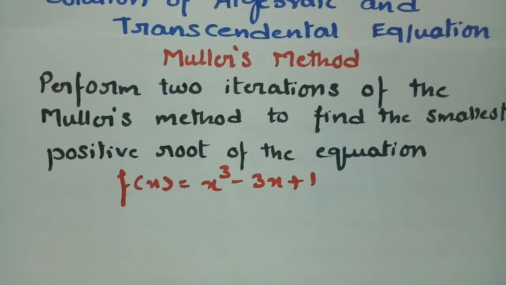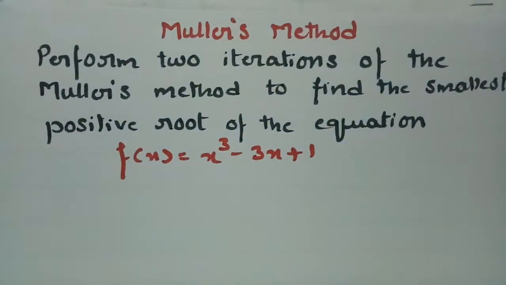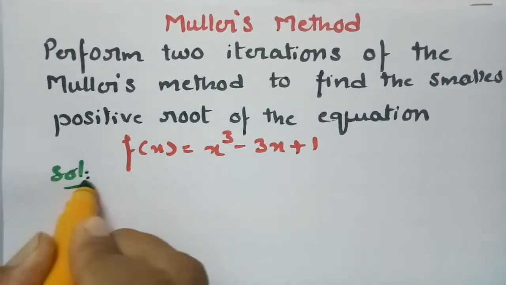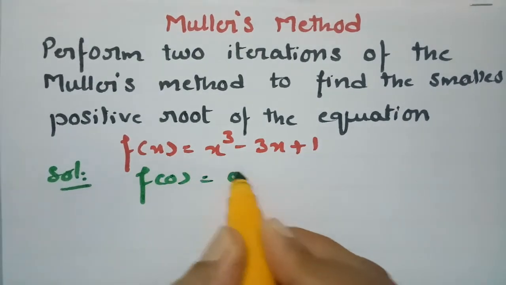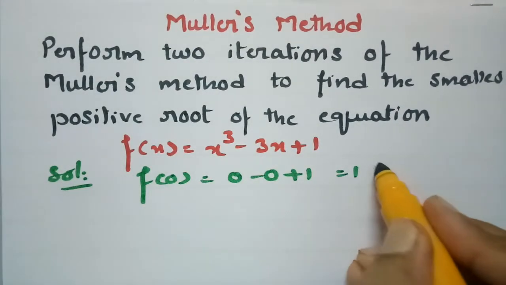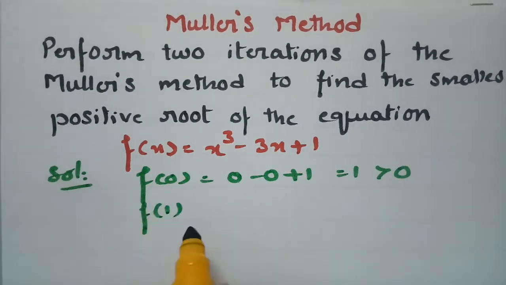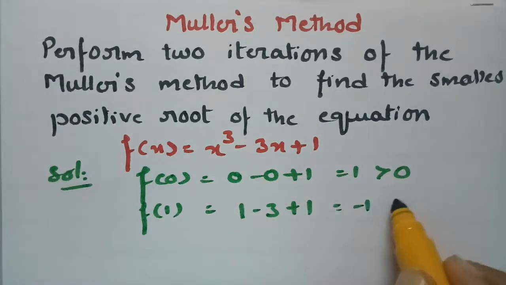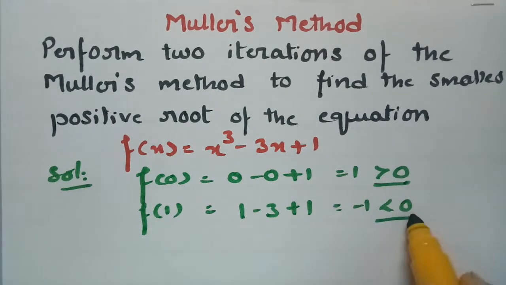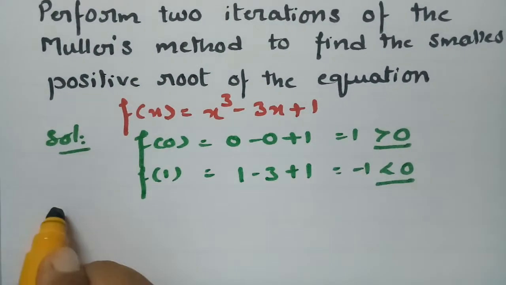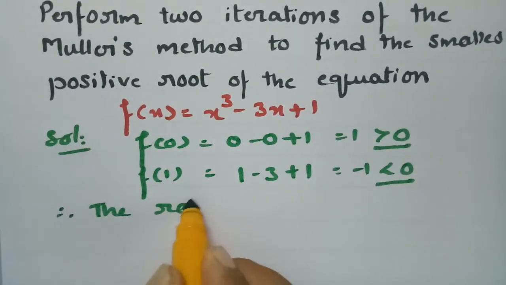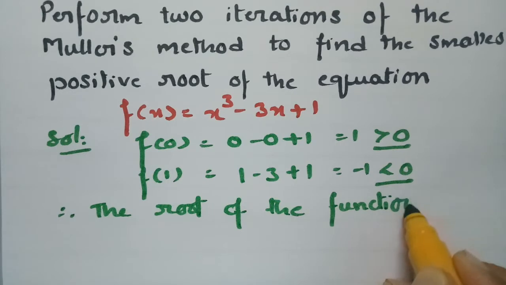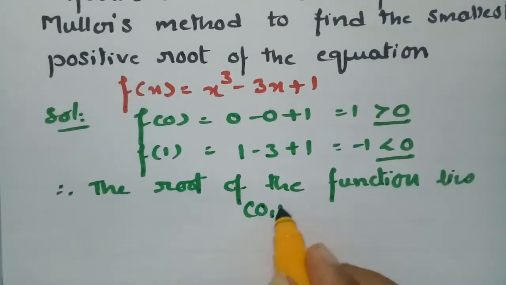See here, perform 2 iterations of Muller's method to find the smallest positive root of the function. So what is given? f of x is given. According to the working rule, for the first step, I am considering f of 0, that is 0 minus 0 plus 1, which is 1, a positive value. And next I am keeping x is equal to 1 here, that is 1 minus 3 plus 1. This is a negative value. If there is a positive and a negative, we conclude that the root of the function lies in between 0 and 2.